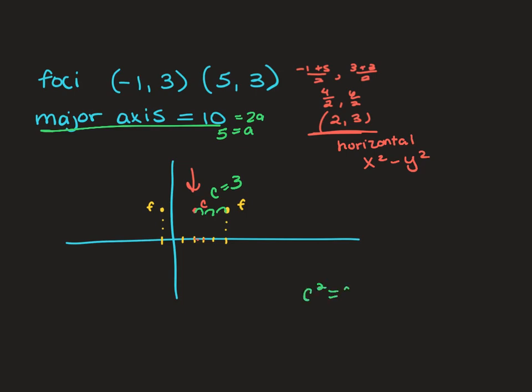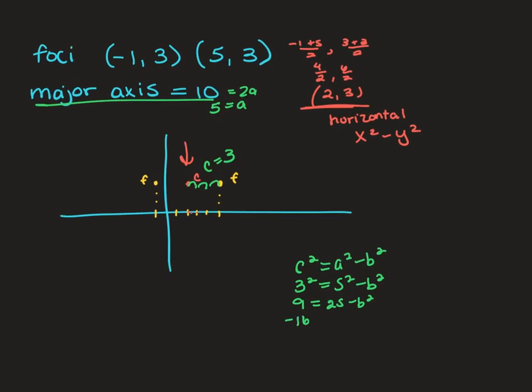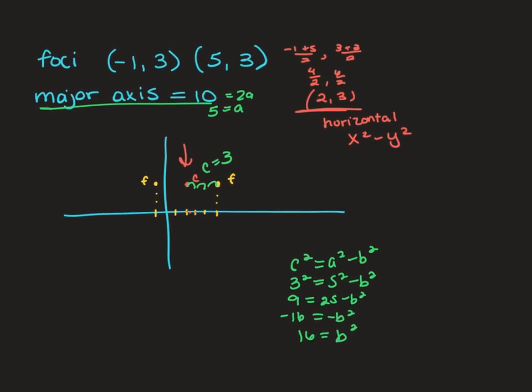c squared equals a squared minus b squared. 3 squared would equal 5 squared minus b squared. And b squared is 16. So now I've got b is 4. There's my b, there's my c. Well, I used that to get the other one. And a is 5.